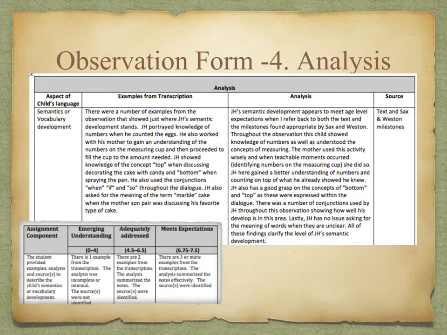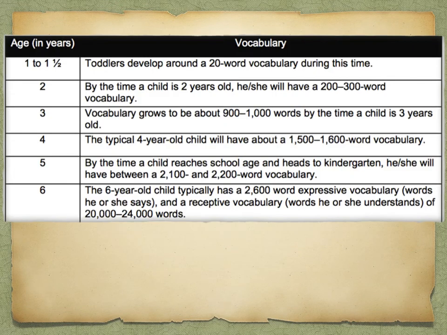The next area that you will analyze is semantics or vocabulary development. Again, you'll provide some examples from the observation and then do an analysis. The Sachs and Weston milestone document will be most helpful here. This chart also shows what you might expect in terms of vocabulary development at different ages, and you're welcome to use it as a source. You could just list the assignment video and I'll know what that is.